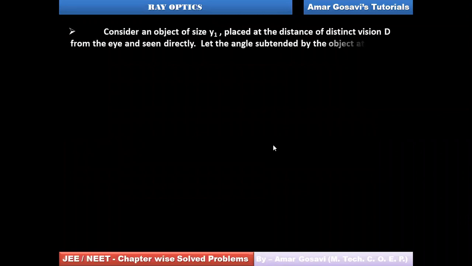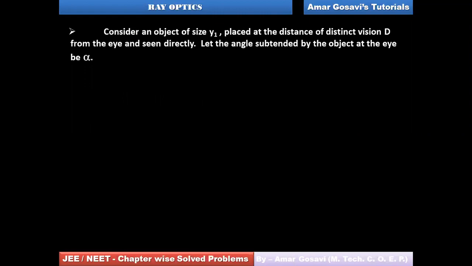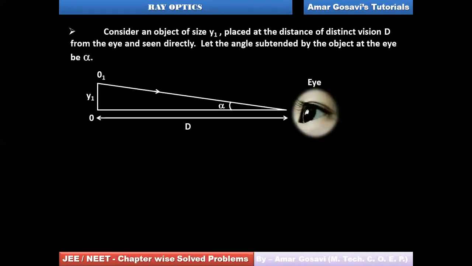We are considering an object, say of size y1. It is placed at the distance of distinct vision. Capital D stands for the distance of distinct vision from the eye, and it is seen directly. Let's say the angle subtended by this object, which is of size y1, at the eye is alpha. Hopefully you are able to visualize this. This is the angle I'm talking about.